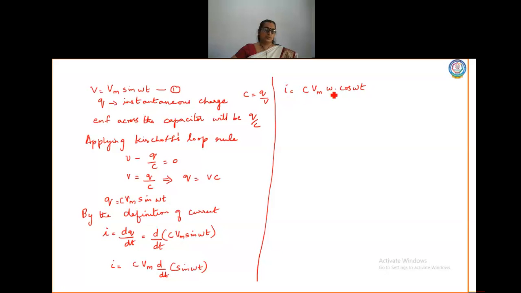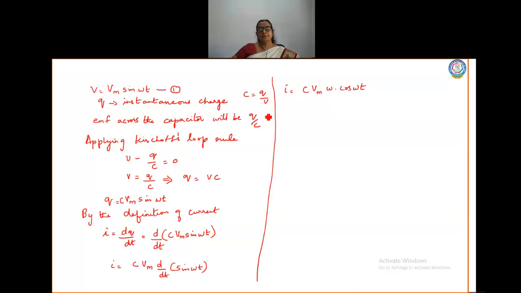This is the current equation, right? Now this is the voltage equation. I started with the voltage equation and I have ended with the current equation. Now I am going to compare this current and voltage equation.